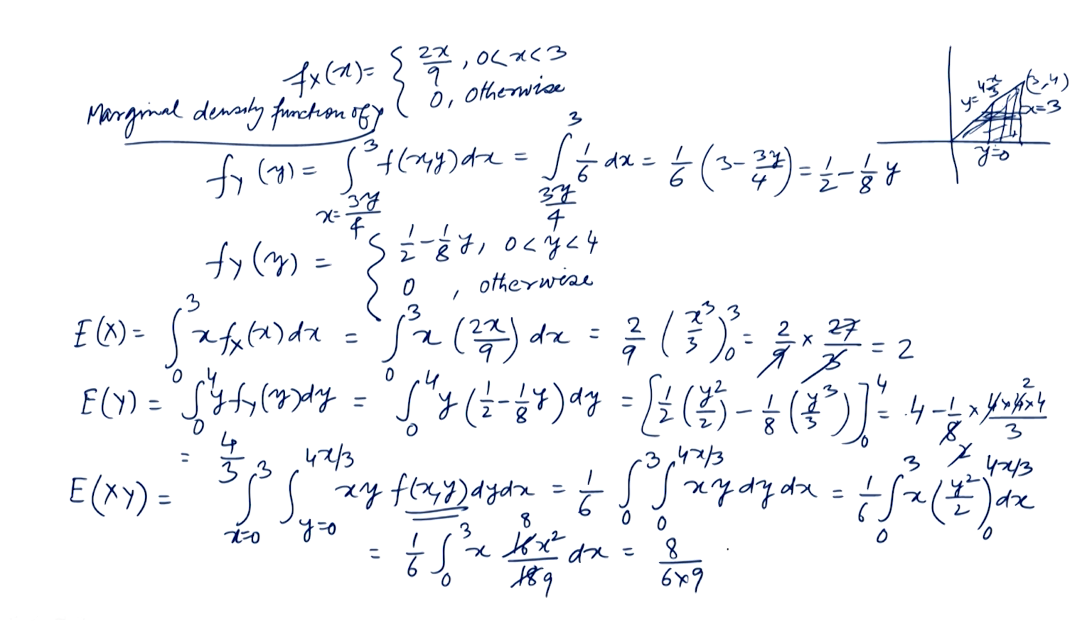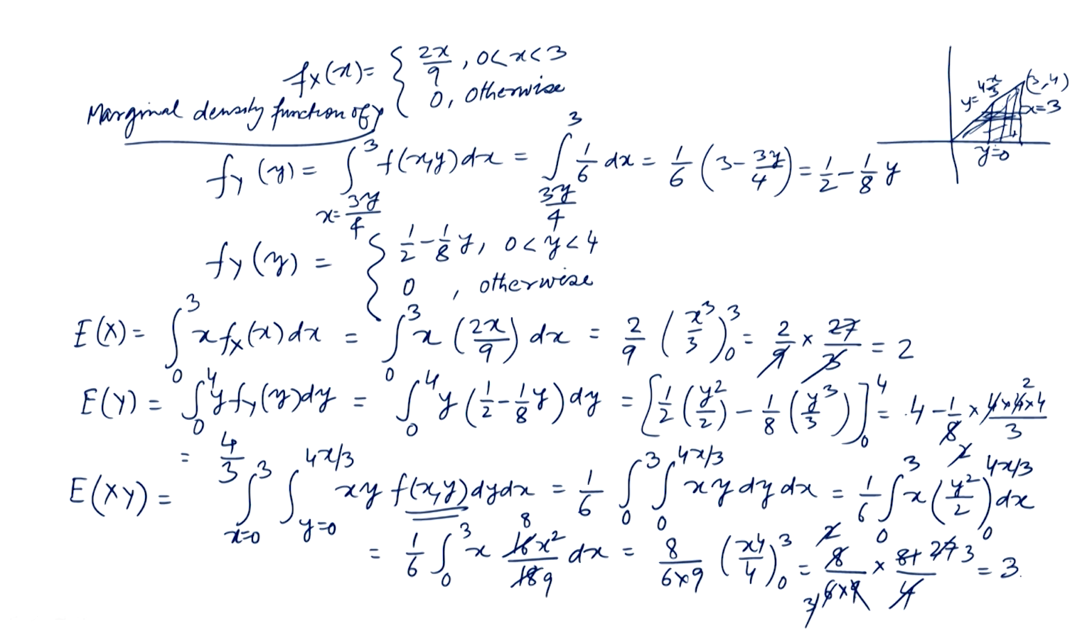So we have 8 by 6 into 9, integral of x cube, which is x to the 4 by 4, from 0 to 3. So we get 8 by 6 into 9 and then 3 to the power 4, that is 81, divided by 4. 4 twos are 8, and 2 threes are 6, and then we can cancel 3 nines are 27, 27 will cancel. So we get the expected value of xy as 3.